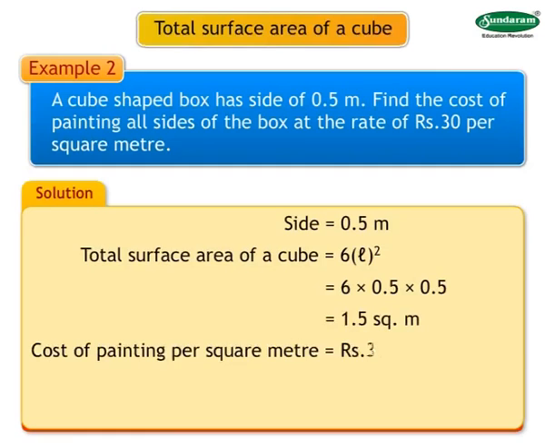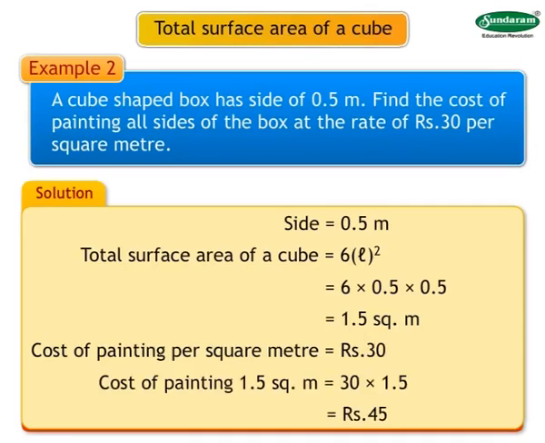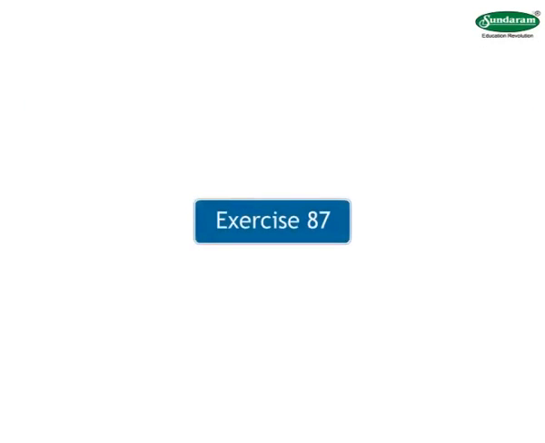Cost of painting per square meter is Rs 30. Therefore, cost of painting 1.5 square meters is equal to 1.5 into 30, which is equal to 45 rupees. Let us now solve exercise 87.